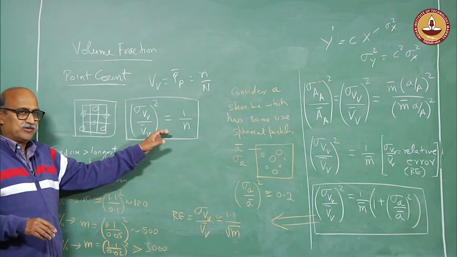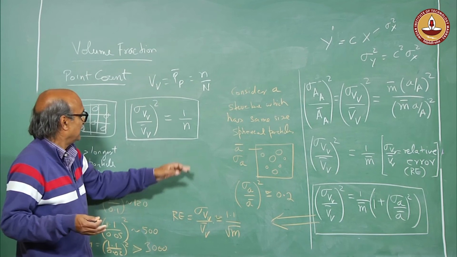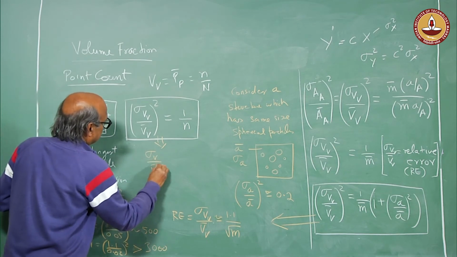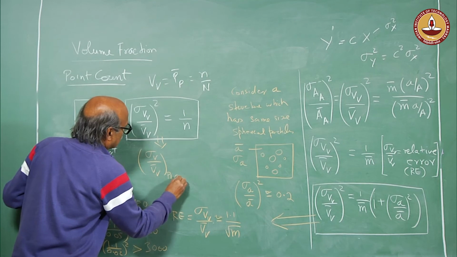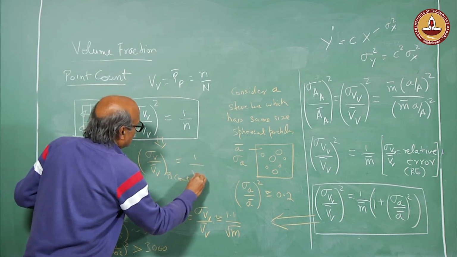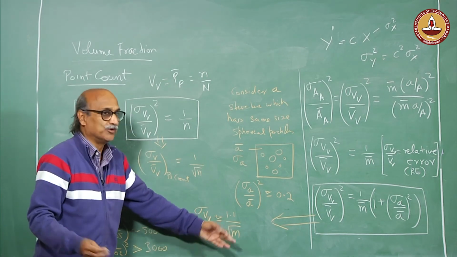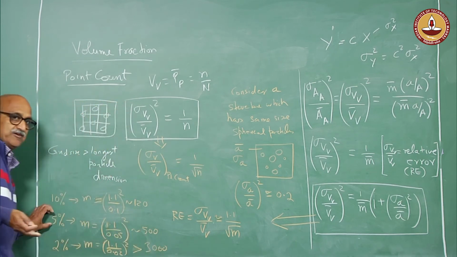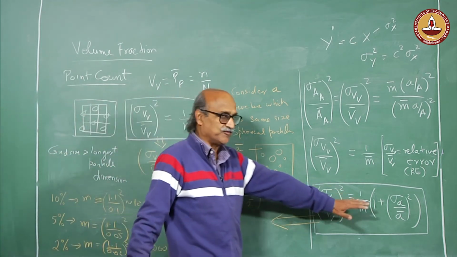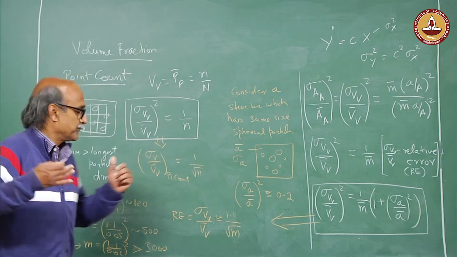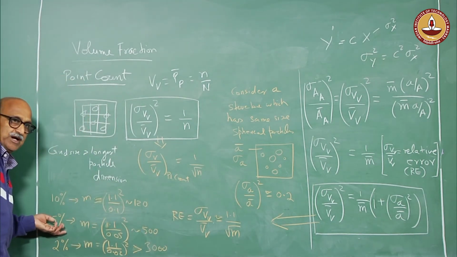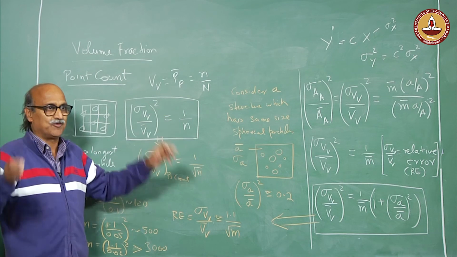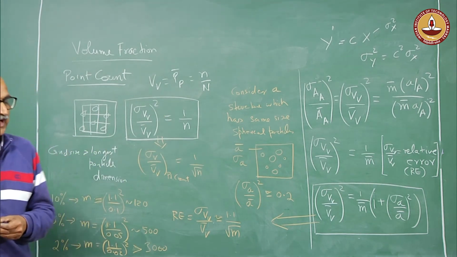On the other hand, by point count, I am going to get very similar results. For point count, the relative error is going to be 1 upon square root of n, which is very similar to 1.1 upon square root of m. So, if I have to keep my relative error within 5%, I need to measure areas of 500 particles. By point count also, if I want to restrict my error within 5%, at least 500 points must fall inside the particles, and I would simply have to count.